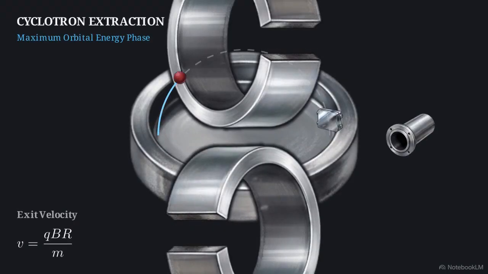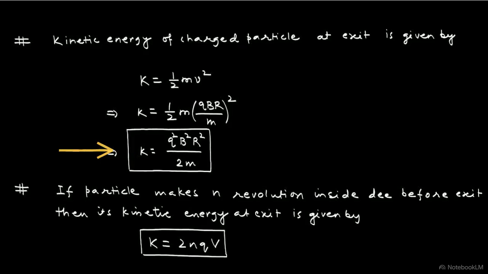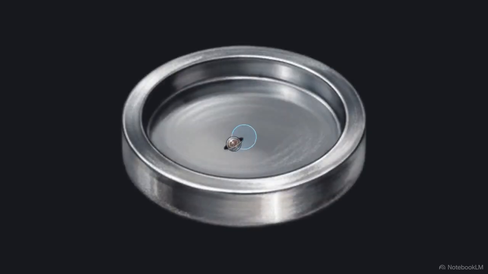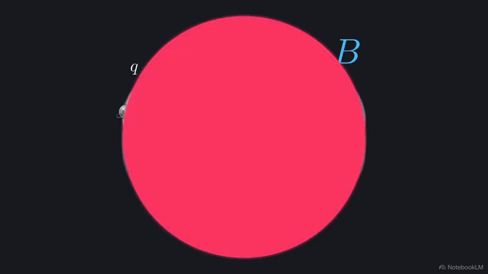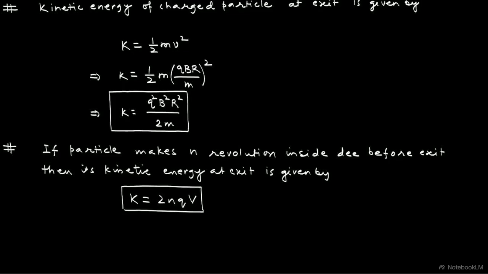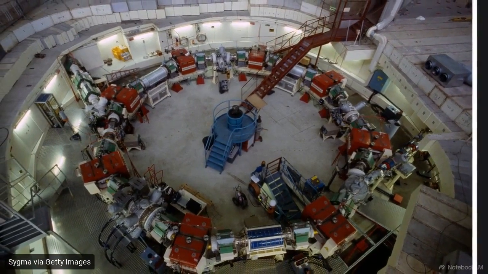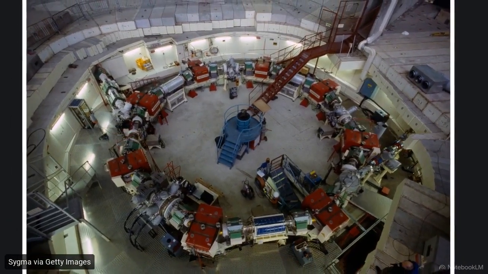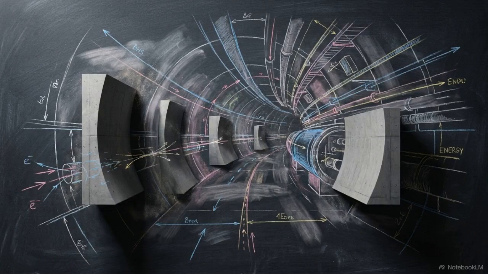The particle continues this spiral until it reaches the outer limit of the Ds and is directed toward an exit port. This formula allows us to calculate the particle's final kinetic energy at the moment of exit. The energy output is determined by the particle's charge, the magnetic field intensity, and the maximum radius allowed by the machine's physical size. We can also verify this by multiplying the voltage by the total number of times the particle crossed the accelerating gap. In a large-scale facility like this one, the resulting particle beam is then utilized for high-energy research. Because energy is limited by the physical radius and magnetic strength, reaching higher levels requires the construction of increasingly larger accelerators.